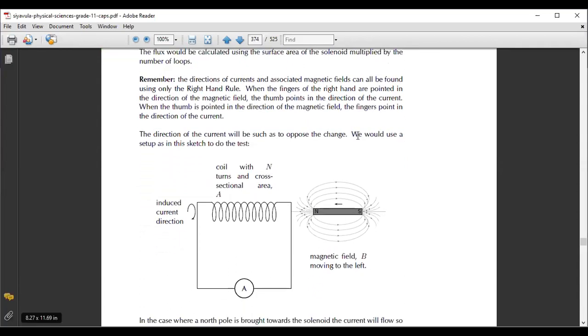So there we have our solenoid. Remember, the direction of current and associated magnetic field can all be found using the right-hand rule. So there it is. The direction of the current will be such as to oppose change. We would use the setup as in the sketch to do the test.